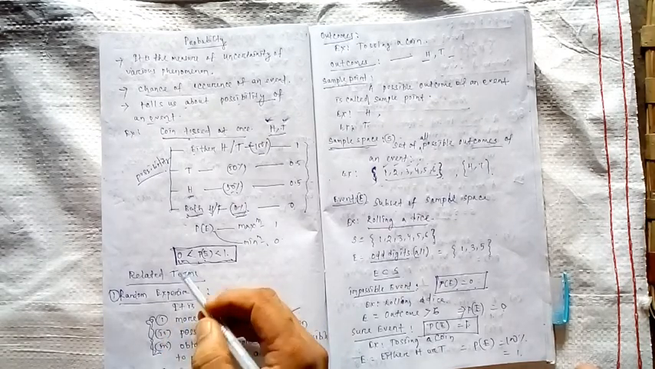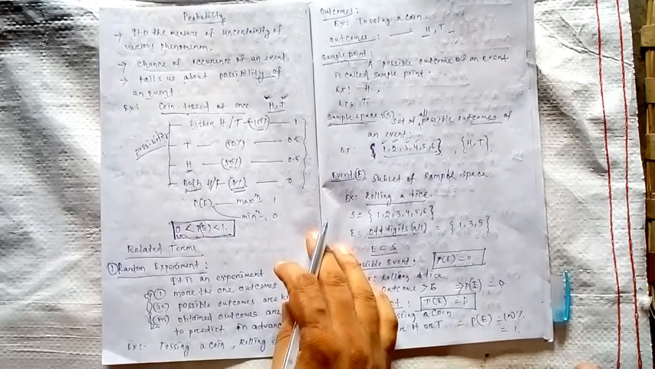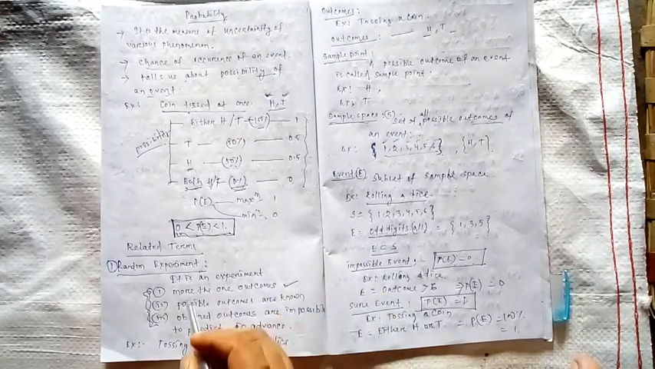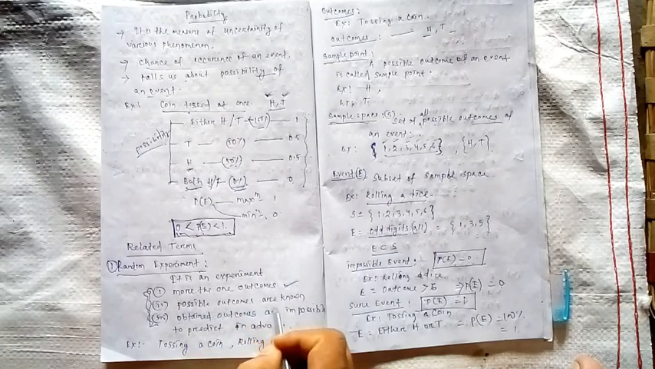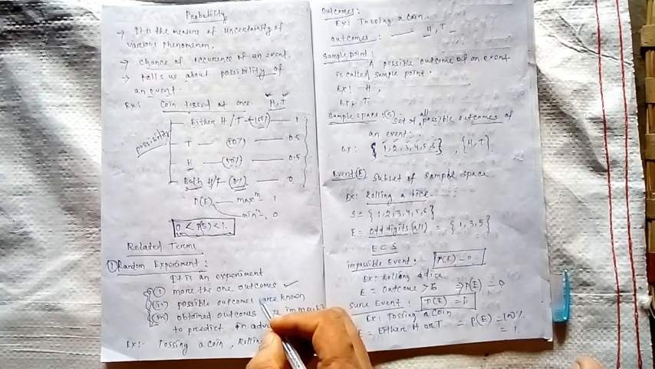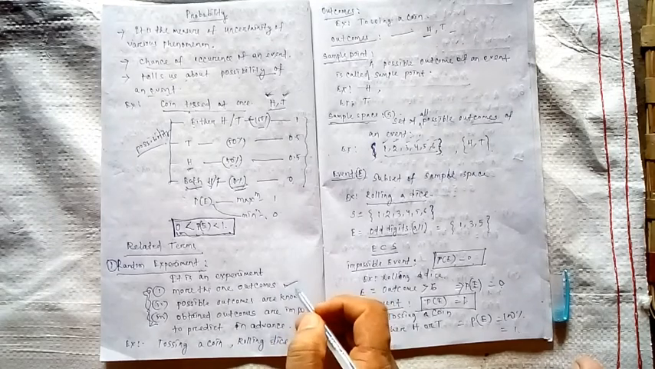Next, some related terms in probability. First one is random experiment. What is random experiment? Three cases over here. It is an experiment which has more than one outcome. Then possible outcomes are known and obtained outcomes are impossible to predict in advance. Random experiment is that which has more than one outcome.